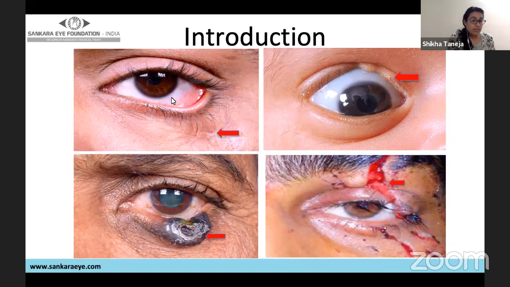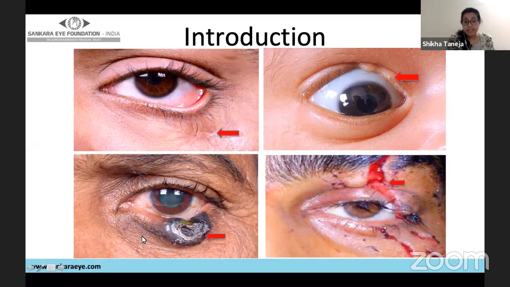We get cases in our clinic like this one, in which there's an ectropion secondary to trauma. It can sometimes be secondary to burns. There can be cases of coloboma leading to exposure keratopathy and requiring some sort of intervention in kids. It can be congenital as well as traumatic.